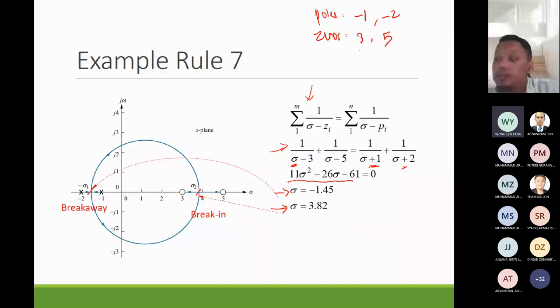Rasa untuk poles break away, zeros break in aja. Sorry. Oh, breakaway poles, break in zero. Break in. Sort of lah. Oh, okay. Thank you. I think not always. It just depends on when you calculate this later, you get this point, this value, then you sketch on S-plane, you tahulah dia dekat mana tu. So it doesn't always like breakaway for poles, breakaway for zeros. Okay, thank you.